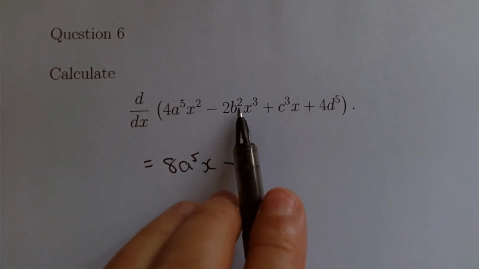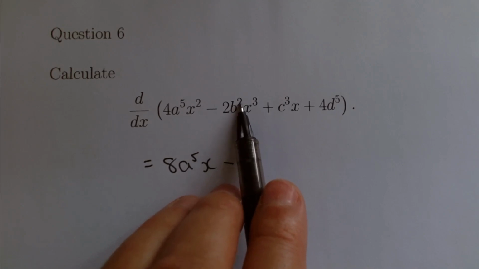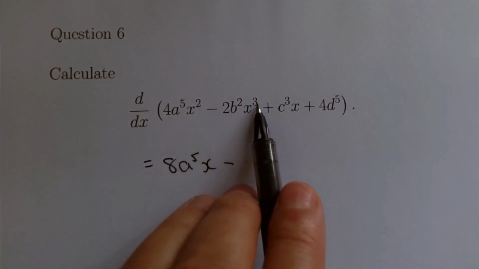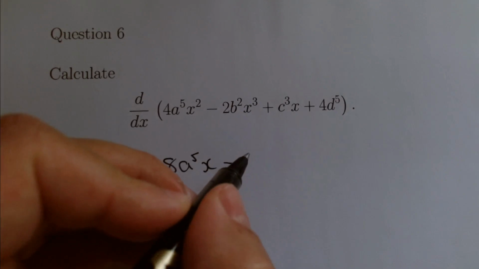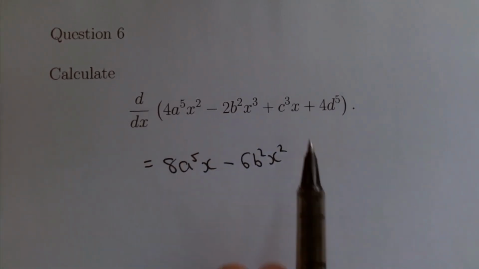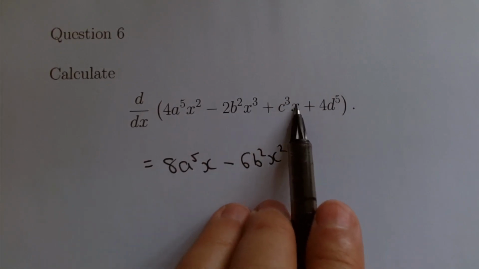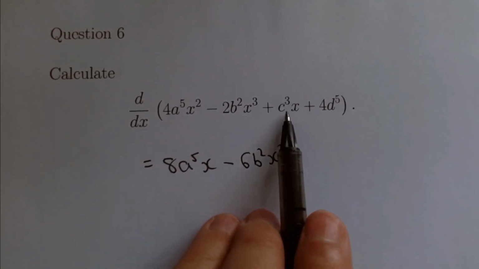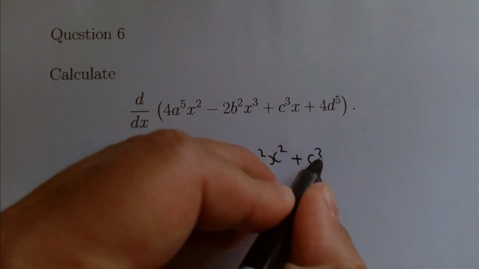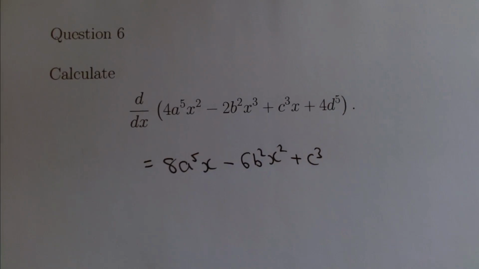Minus, and again here, that square on the b won't come down, only that 3 will. So you get minus 6b squared x squared. This is a linear term. Even though it's c cubed, it's only an x, so this is a linear term, and that becomes c cubed, and this is a constant term, becomes 0.